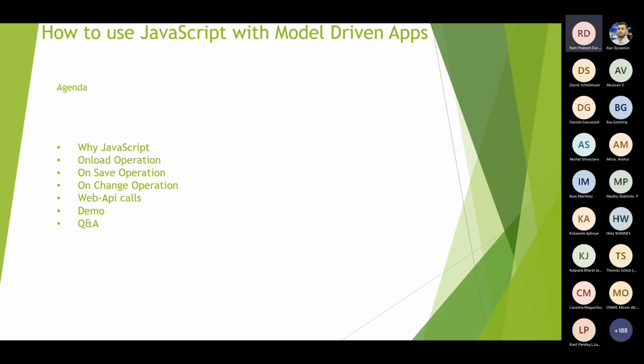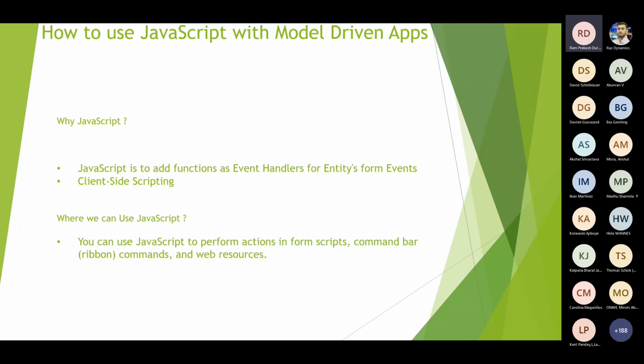Usually the onload, on save and on change operations we can easily cover in the model-driven app, but some may not know how to retrieve some values from one table to another table. So such things, how we can easily do them using a tool, how we can implement that in our system and achieve it, we can see in today's session. So let's go with the first one, why JavaScript.